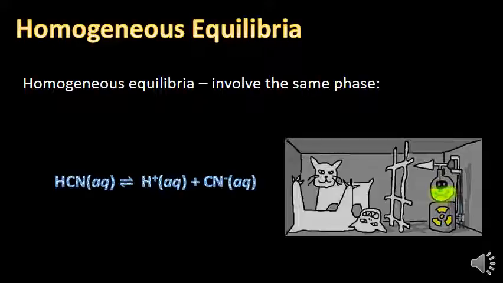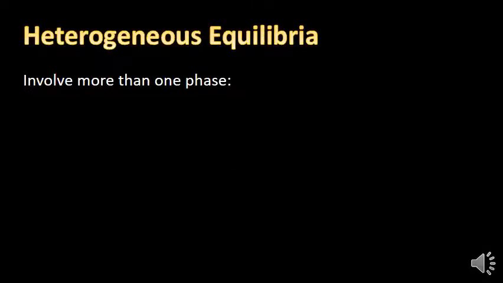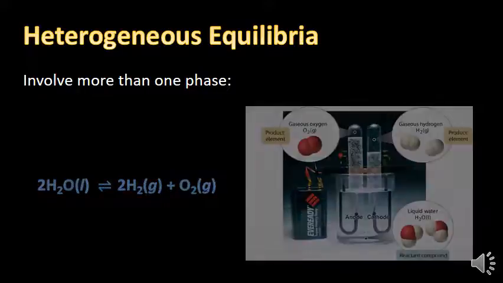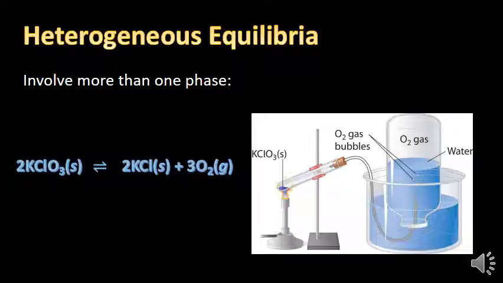I know, I couldn't resist a Schrodinger's cat picture. Heterogeneous means more than one phase. Like this, you got liquids and gases. Hetero means different. So here's different phases, liquid, gas, gas. Or here we have solid, solid, gas.